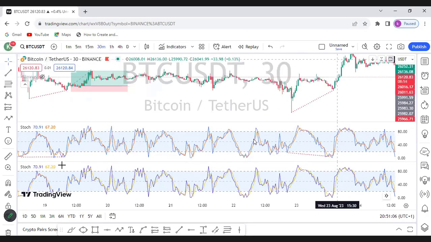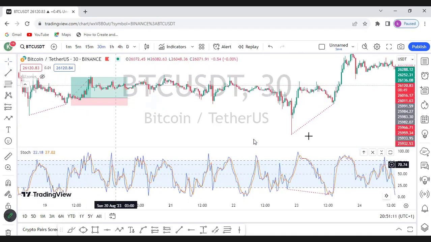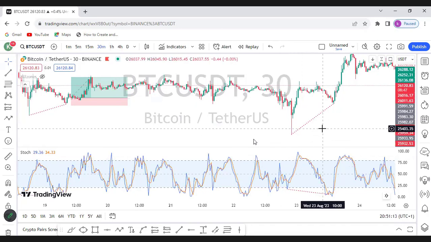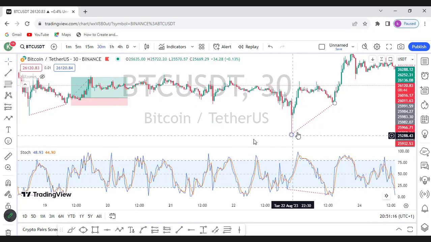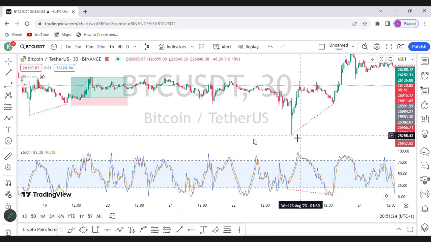Oh, don't know why it went out. Let me take it out. Now this is another entry right here. Now at this region, remember I said wick to wick or body to body, right? I can actually draw from body to body here. It gave me the same result.